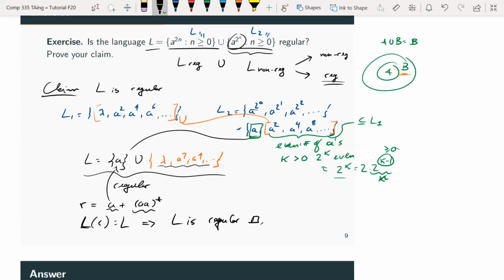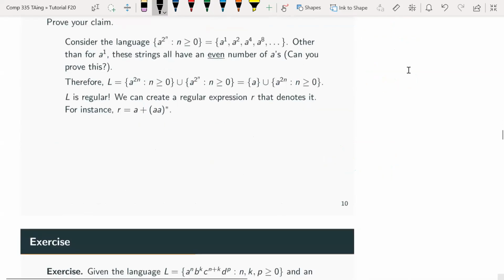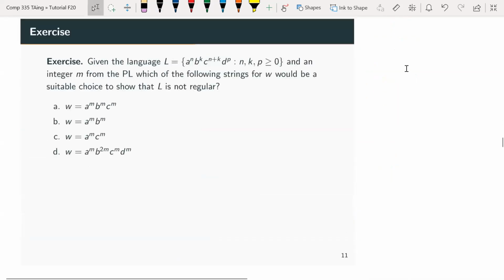Okay, so here the main idea was just to be careful. Even if you have a non-regular language, unioning that with a regular language may give you a regular language, and sometimes they may not give you a regular language. All right, so that concludes the section. Oh no, it doesn't. So that concludes the part of the tutorial about showing that L is not regular.